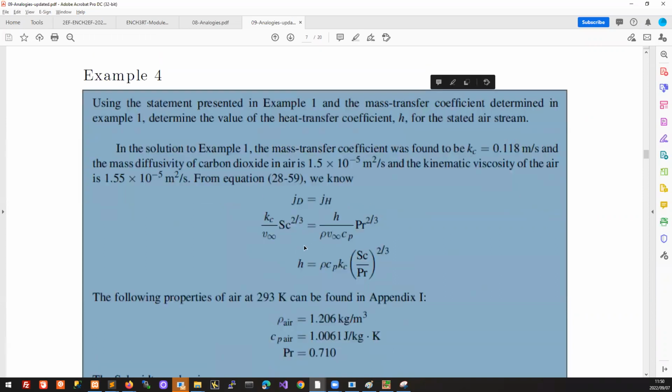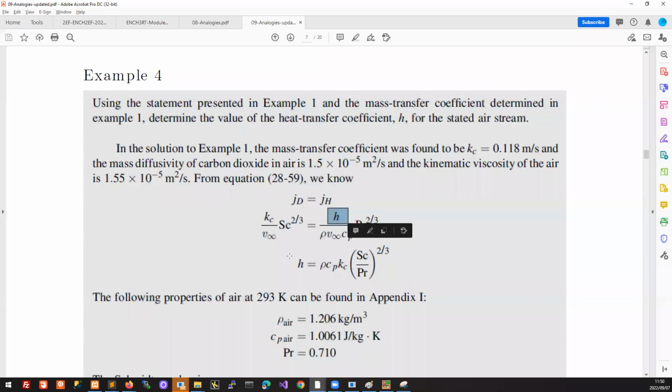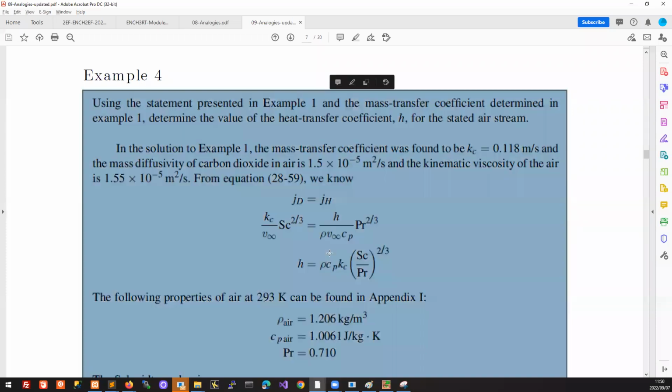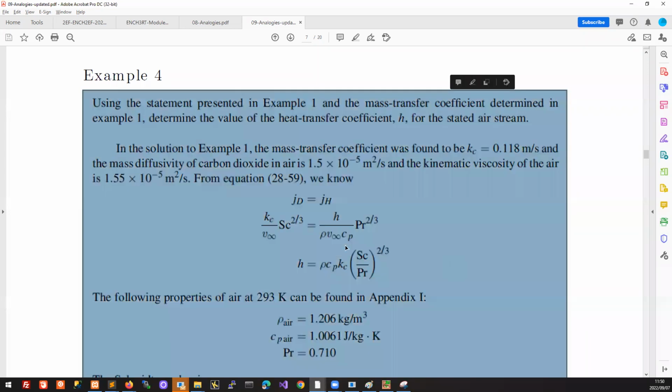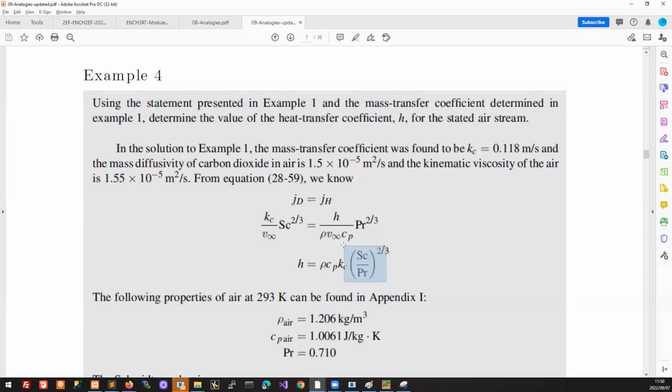And if that's the case, then you can see the V infinity, the flow rate in the bulk. If those cancel, what else? I think nothing else cancels. And so we can solve for H. And if you look on this side, you've got the density. So the density of the air, the heat capacity, and the mass transfer coefficient. So this is what we just worked out in example 1. And then there's the Schmidt number and the Prandtl number.